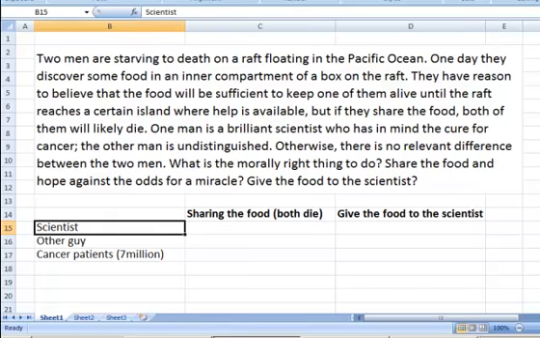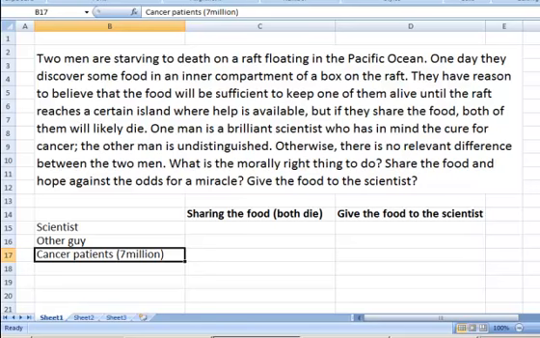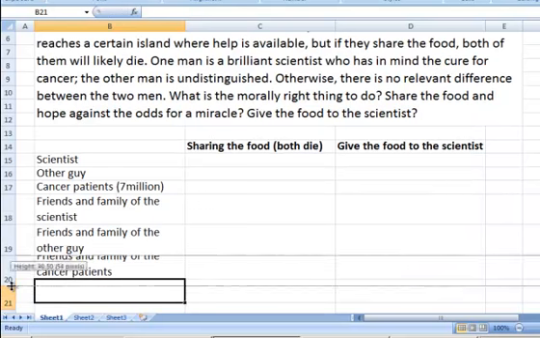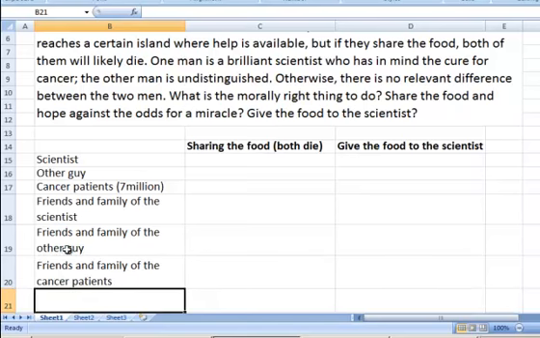So the scientist is going to be affected, the other guy is going to be affected, of course cancer patients are going to be affected, and I think there are about 7 million people who die from cancer each year, so we actually have to consider all 7 million of those people. Then we also have friends and family of the scientist. So all these people who are going to be affected by our decision have to be taken into account. And what we have to think about is how each one of them is going to be affected. And in particular, we want to consider how their happiness is going to be affected.